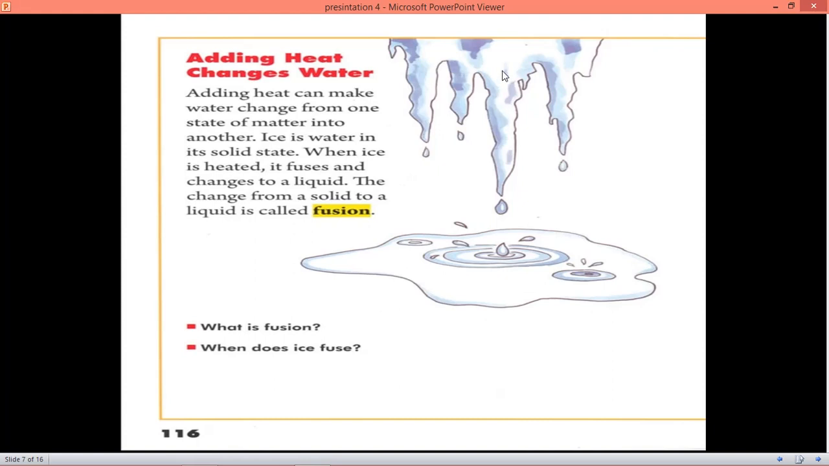Now number one, fusion. When ice is heated by any source of heat, it fuses or melts and changes to liquid. So we can say the change from a solid to a liquid is called fusion. This is the definition of fusion.